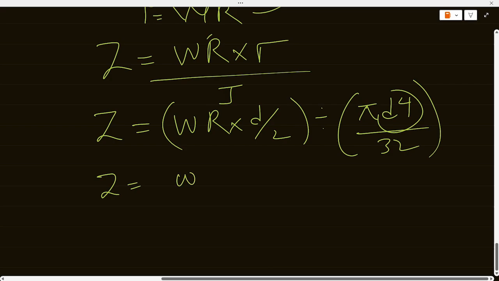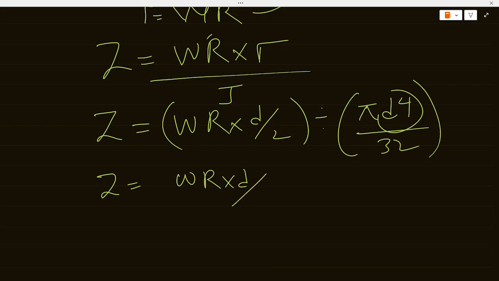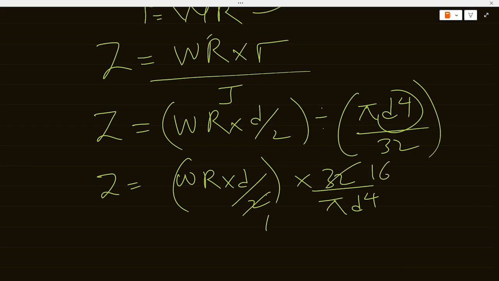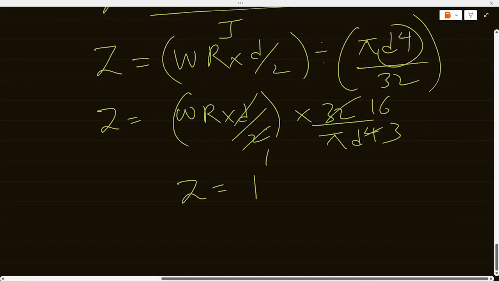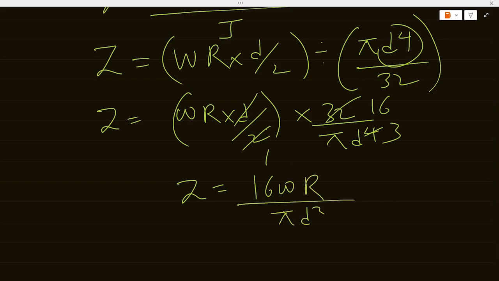So WR times D over 2 times 32 over pi D raised to power 4. 2 cancels here, leading to 16, and D to the power 3. Then we have that our shear stress is equal to 16 WR over pi D cubed. Equation 1, the first fundamental equation we need.